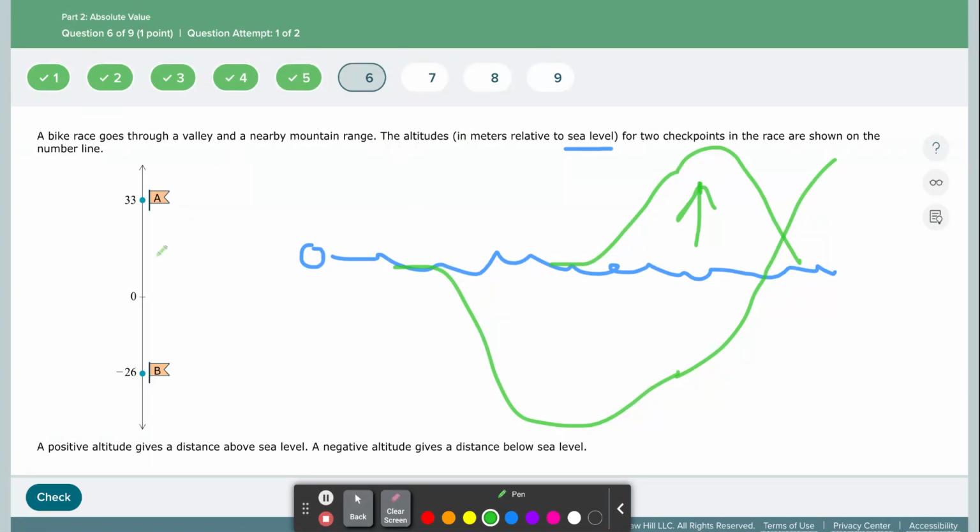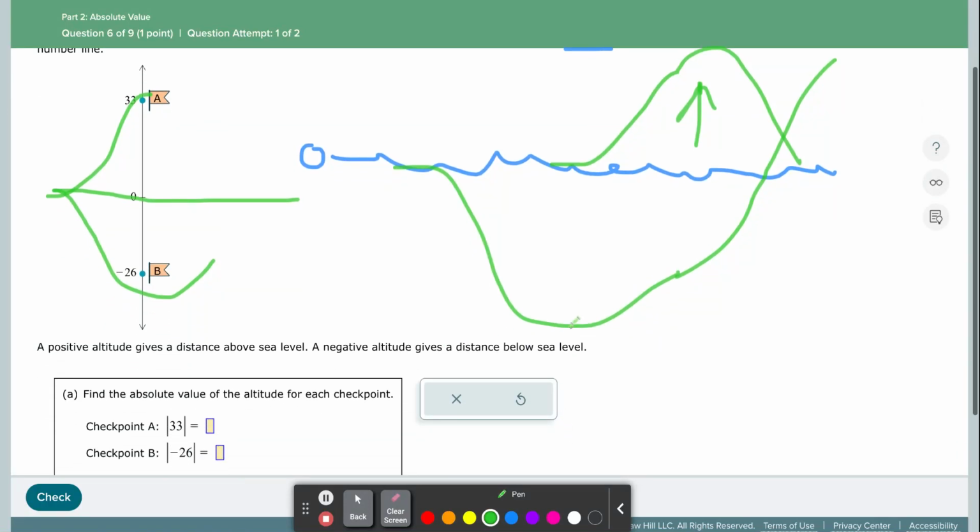So here you are at sea level. They're saying someone went up a mountain, and this guy ended up going down into a valley as he was on his bike. A positive altitude gives a distance above sea level, and a negative altitude gives a distance below sea level. Yep, that's what I just said.